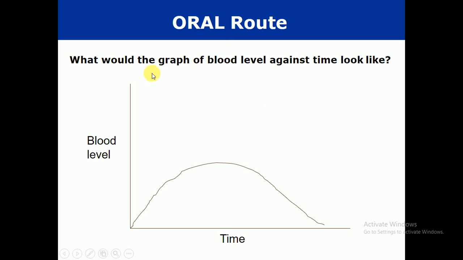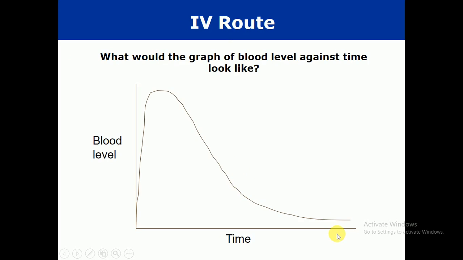Now look here, this is the oral route. What would the graph of the blood level against the time look like? This is the blood level, and this is time. Look at the peak. It means that whenever we administer a drug orally, it would definitely take a long time to absorb. So look at the difference.